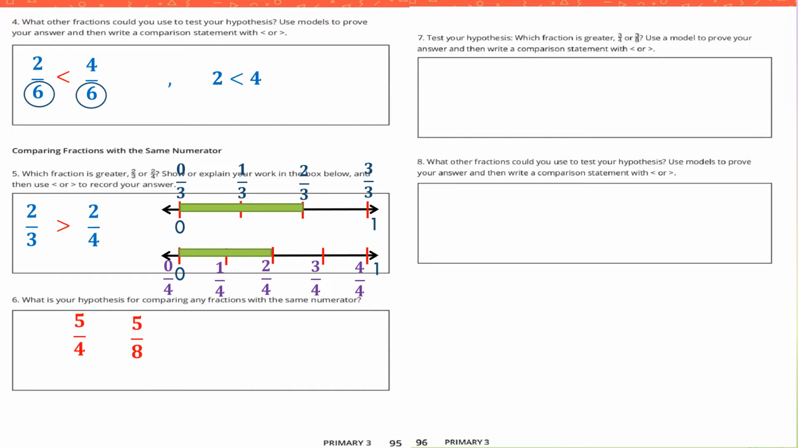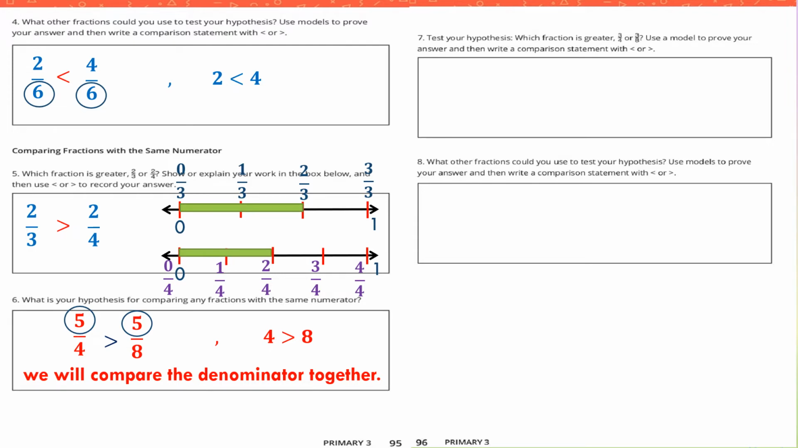Number 6, I give you an example. 5 over 4 and 5 over 8. Is it crazy or normal? It's crazy. So you must compare the denominators together. Which is bigger in crazy, 4 or 8? Yes, 4 is bigger than 8 in crazy fraction. So 5 over 4 is bigger than 5 over 8.